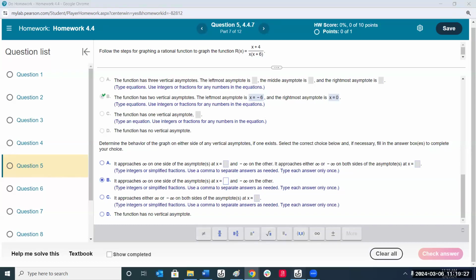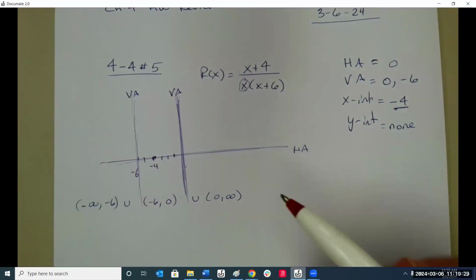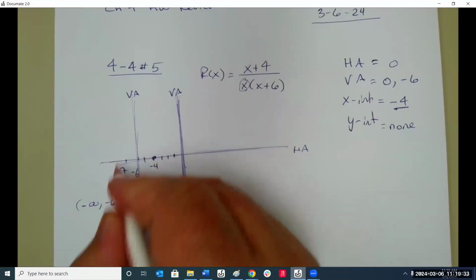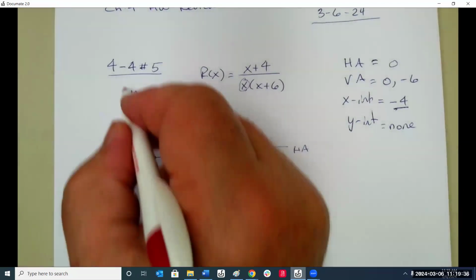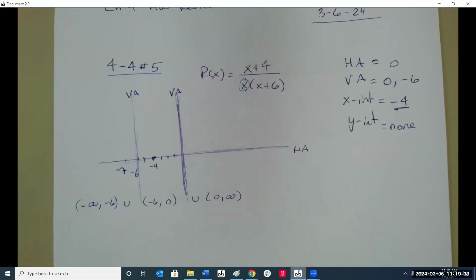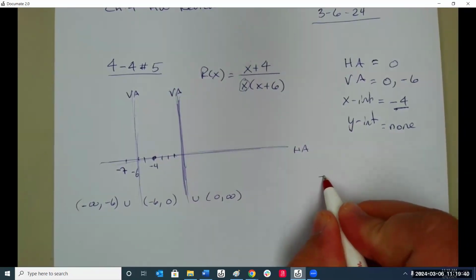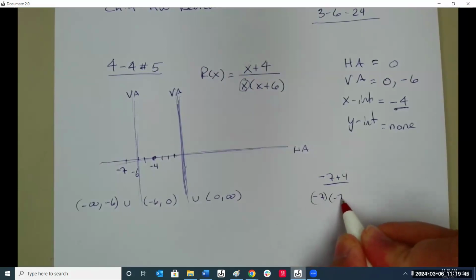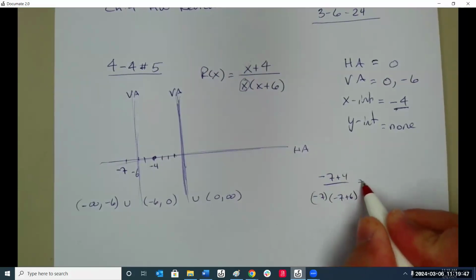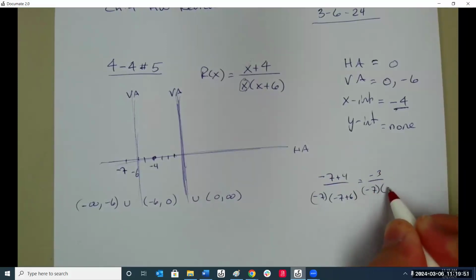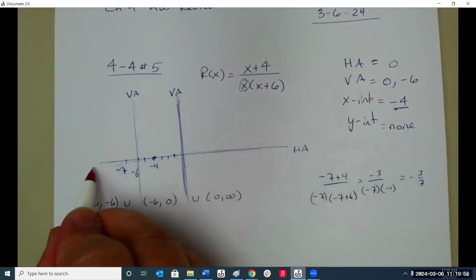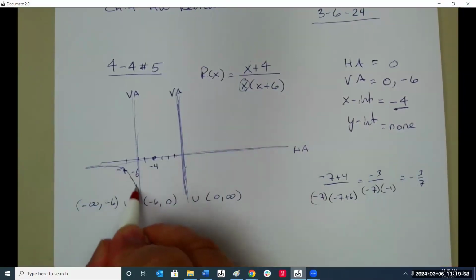Well, no, because if we look at our function, let's plot some points. Let's try at -7. That's going to tell us where we are, because it's either going to be like this or like this. So at -7 plus 4 is -3, and -7 plus 6 is -1. So the answer is -3/7. So the graph will look like this.